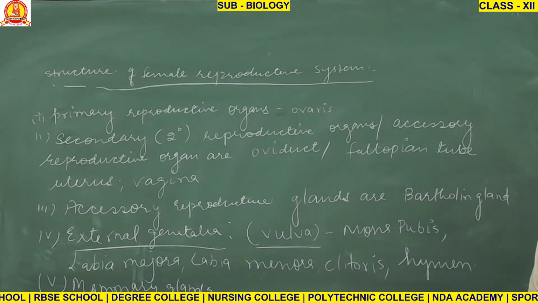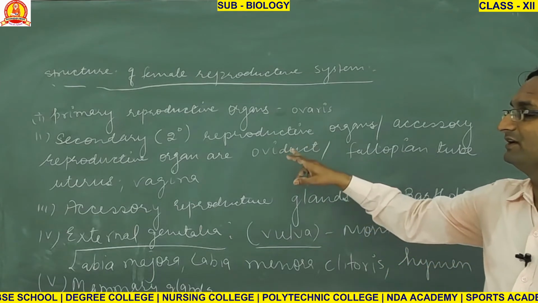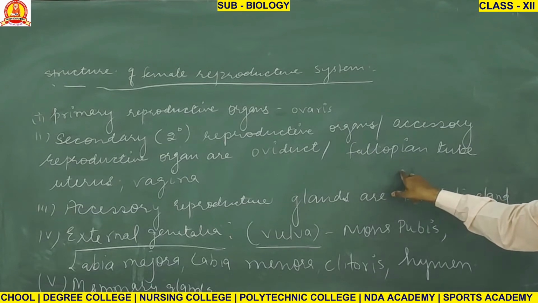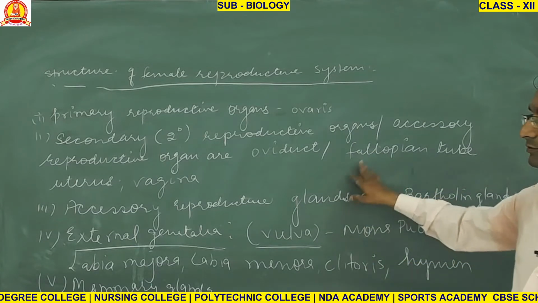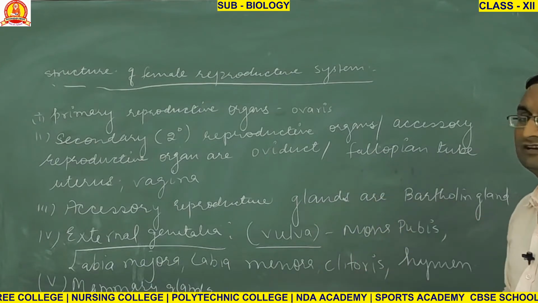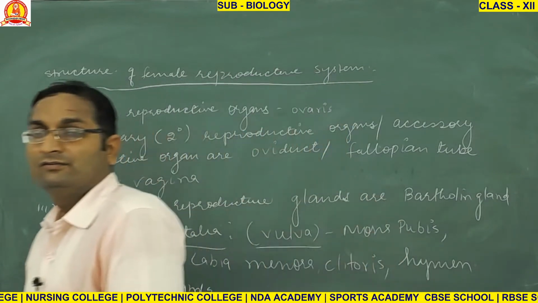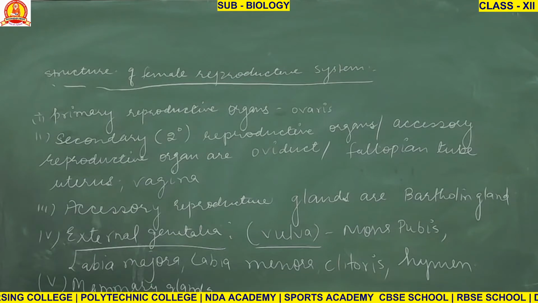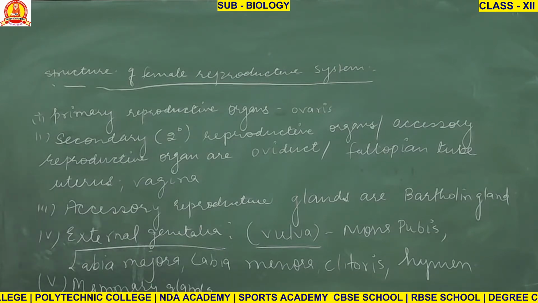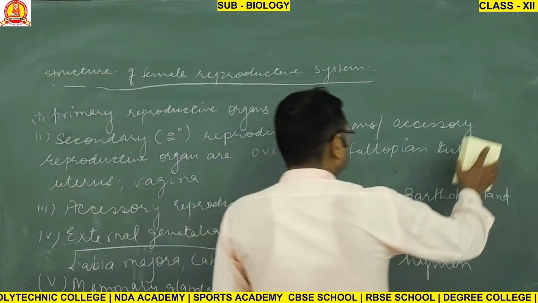Again, female reproductive system is divided in five parts. First is primary reproductive organs or ovaries. Second, secondary or accessory reproductive organs: oviduct, also known as fallopian tube, uterus and vagina. Third is accessory reproductive glands, the Bartholin gland. Fourth is external genitalia, also known as vulva. These are mons pubis, labia majora, labia minora, clitoris and hymen. Fifth is mammary glands.